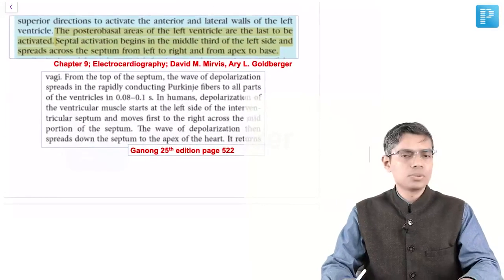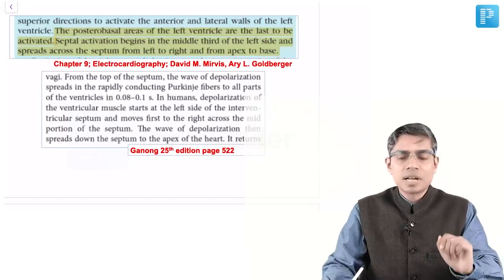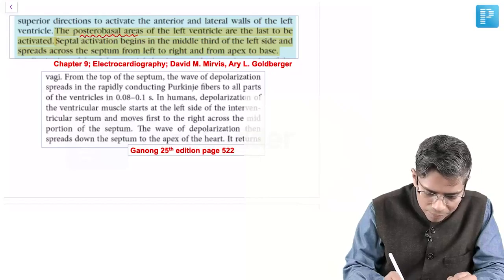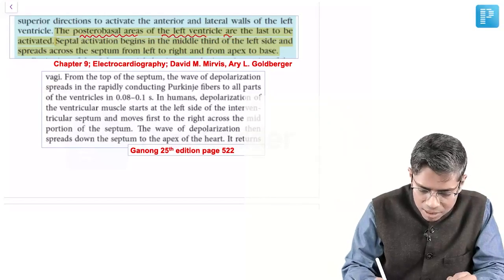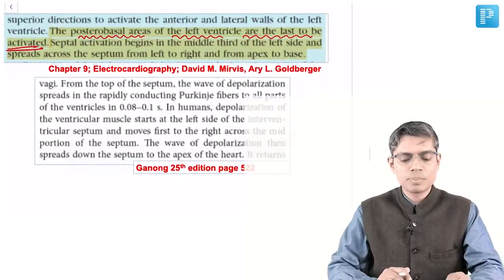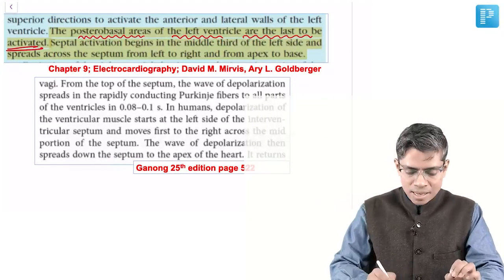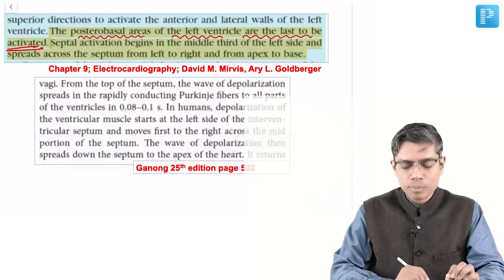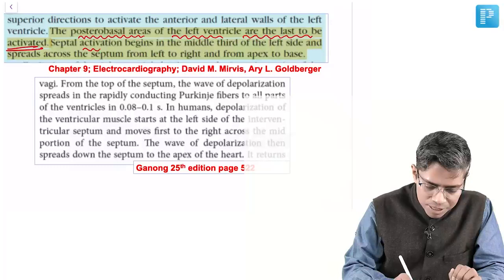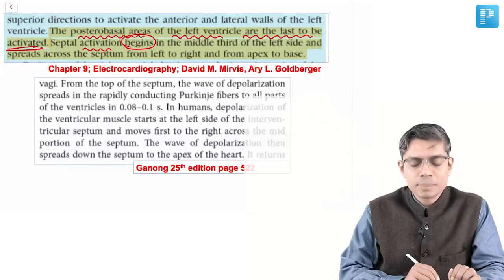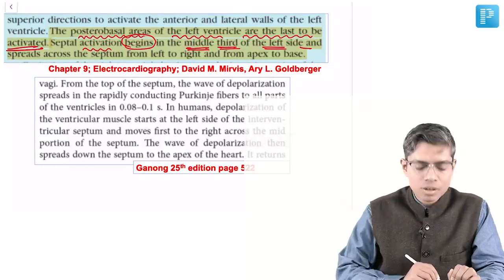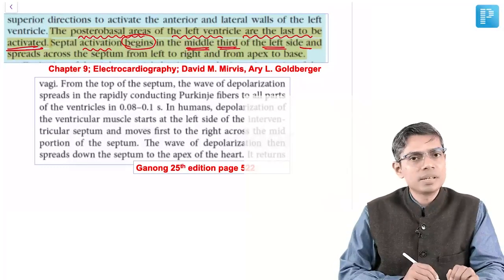So first you look at these two references where the depolarization part has been discussed. The posterobasal area of the left ventricle is the last to be activated. Getting my point? So the last part is the posterobasal portion of the left ventricle, and this is given in the electrocardiogram book by Goldberger, right? And septal activation begins, so the starting of septal activation occurs in the middle third of the left side of the interventricular septum. Very, very important.